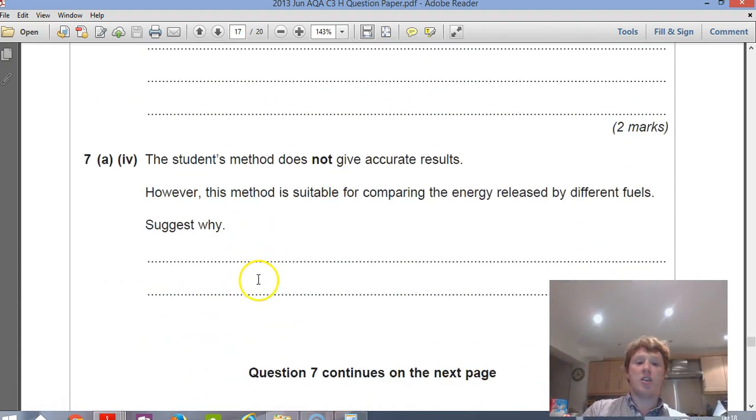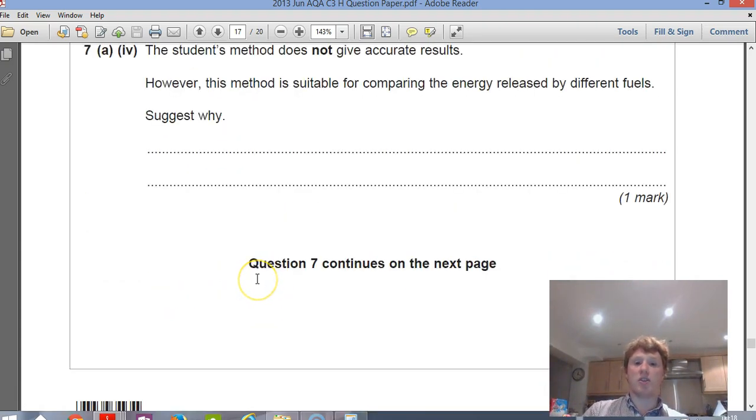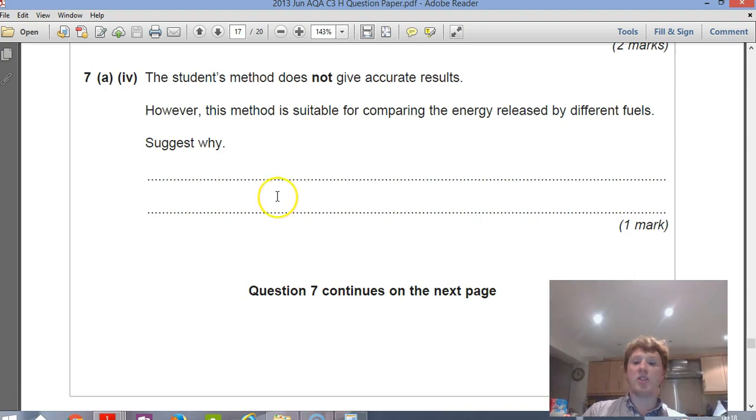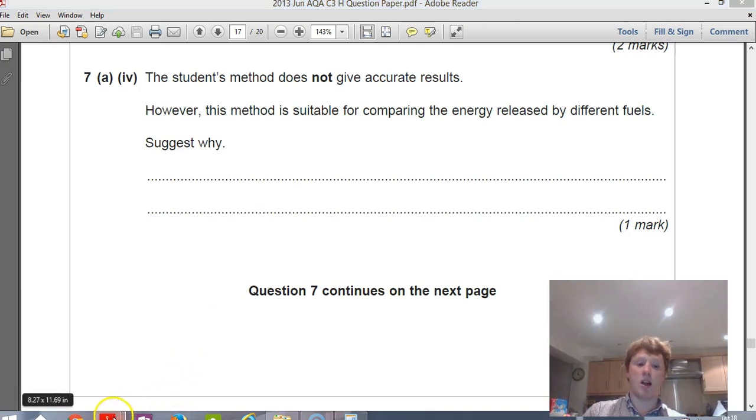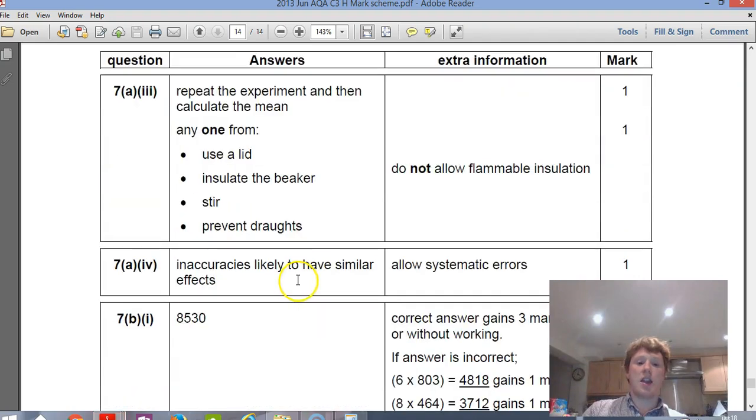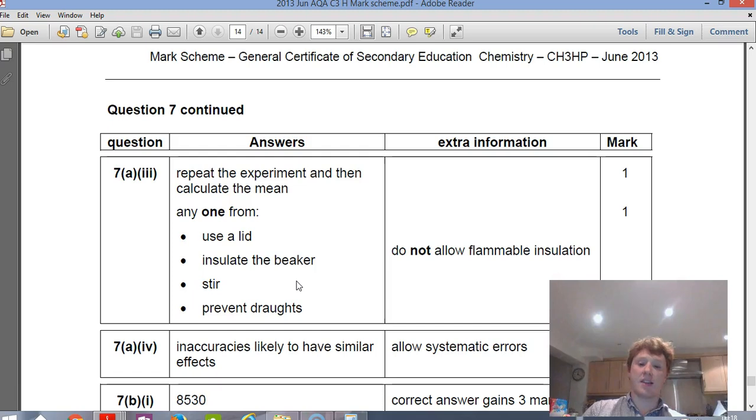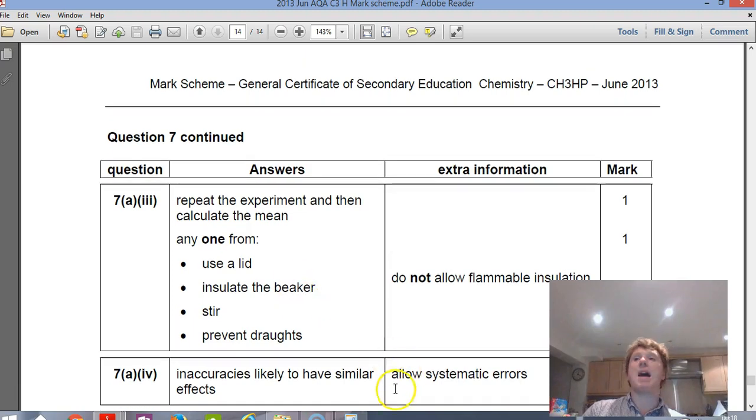So there you go. The student's method did not give accurate results. However, this method is suitable for comparing energy of different fuels. Just why? And the answer is they have similar effects. So it's a systematic error.